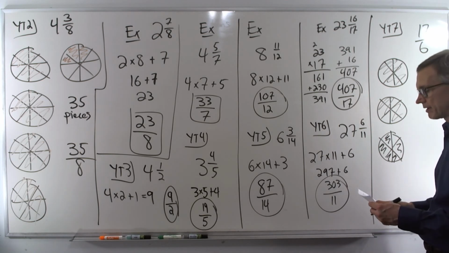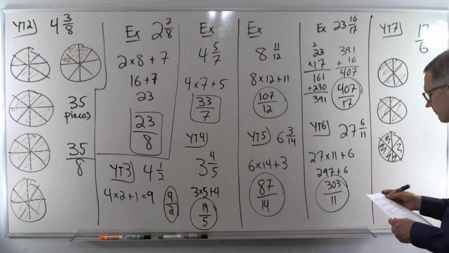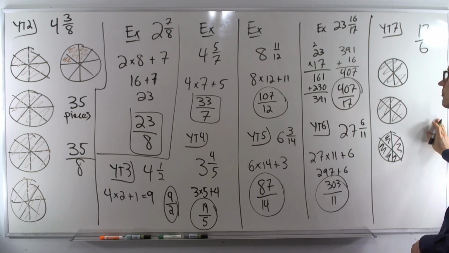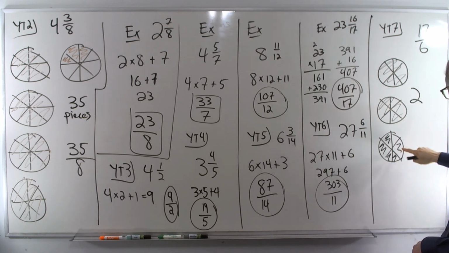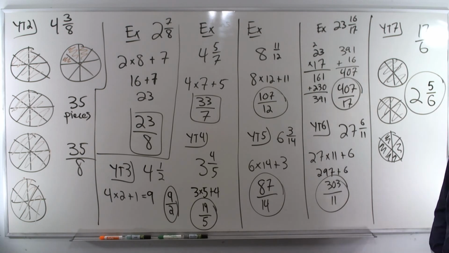All right, now we're going to write a mixed number representing the pizza diagram from your turn, number 7. So we have 2 whole pizzas, so that's the whole number 2. And then down here we have 5 more pieces, and each pizza has 6 pieces. So that mixed number is 2 and 5/6.